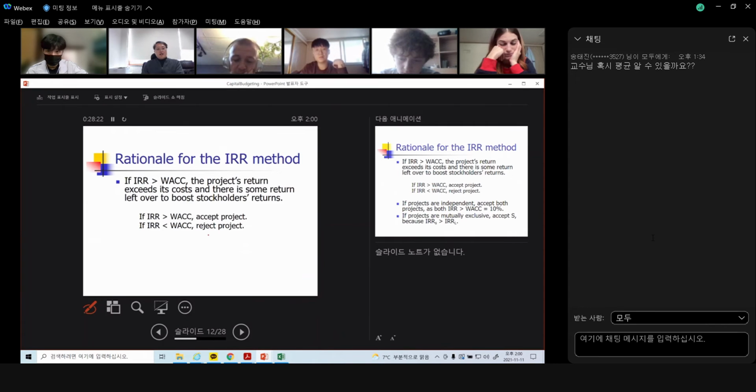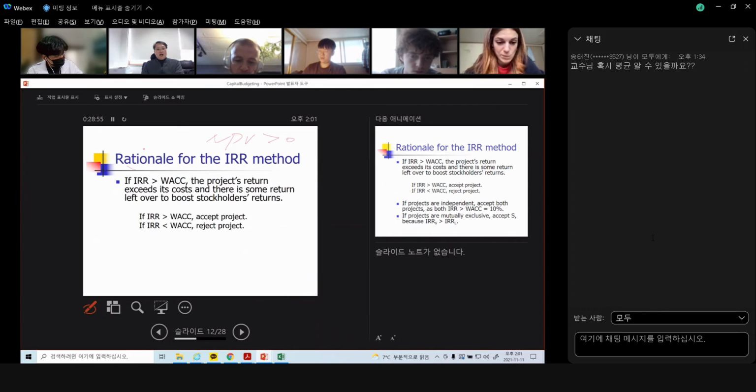So the rationale for the NPV method is okay only if NPV is higher than 0, right? If the project's net present value displays a positive number, then we can accept it if the projects are independent. Or if projects are mutually exclusive, then we need to choose the project whose net present value is higher, right?